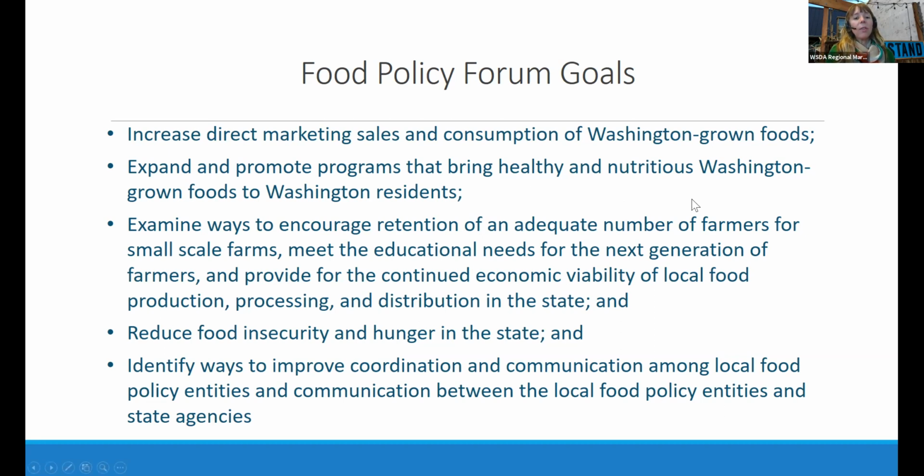And underneath those, there's a recognition that in order to achieve that, we need to be able to retain and cultivate new farmers. And a key part of that is ensuring that agriculture remains an economically viable sector. And that we have an overarching goal of reducing food insecurity and hunger.